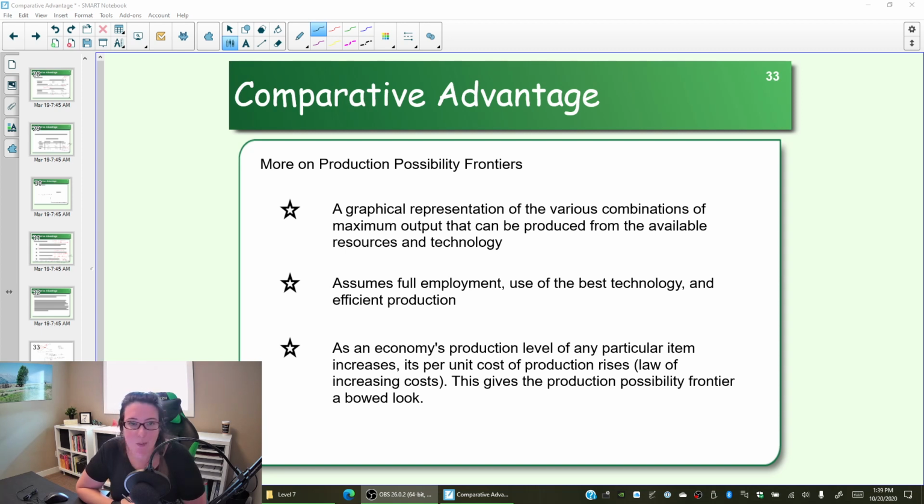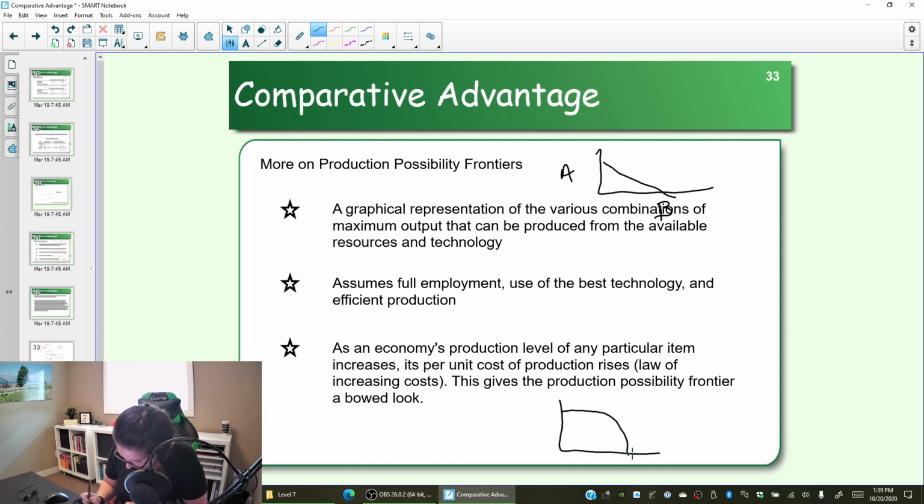And so as we do that, we need to make an amendment to the production possibility frontier. When we drew the production possibility frontier before, we had two goods, A and B, and our production possibility frontier was this straight line. But when we're looking at it from an individual business's perspective, we have to recognize the production possibility frontier isn't a nice straight line. It actually has this shape.